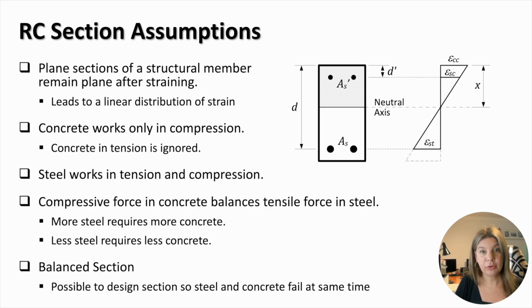From the equilibrium of forces in a reinforced concrete section, it follows that the compressive force in concrete should balance the tensile force in steel. This condition defines the amount of steel in concrete required for equilibrium. That is, more steel in the section requires more concrete, and less steel in the section requires less concrete. The lack of steel or concrete will define how the section will fail, and as a result it is possible to design such reinforced concrete sections in which both steel and concrete fail at the same time. This is called a balanced design.